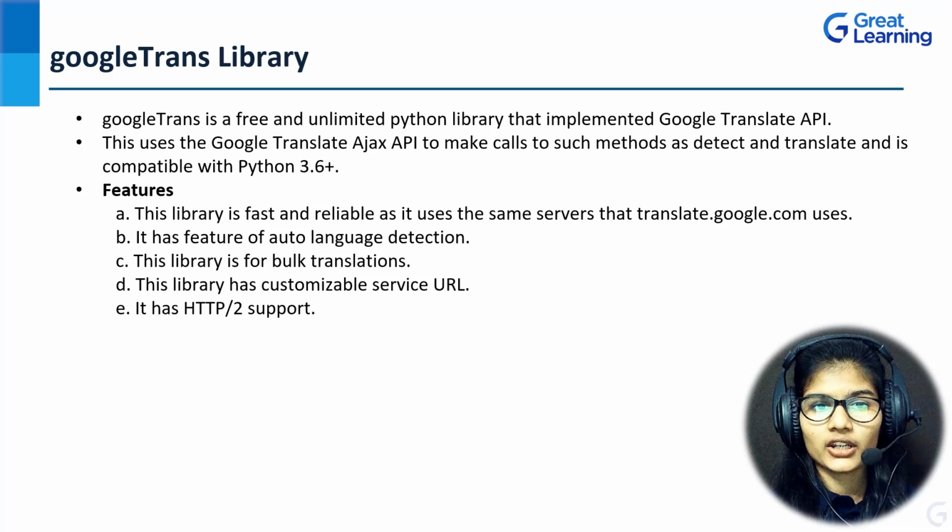Googletrans is one of the libraries which is compatible with Python 3.6 plus. It means you must have Python version 3.6 or above, then it is compatible. Further, this library also helps you do bulk translation. It can translate a lot of sentences at one single time. So these were some features of the googletrans library which we learned about.